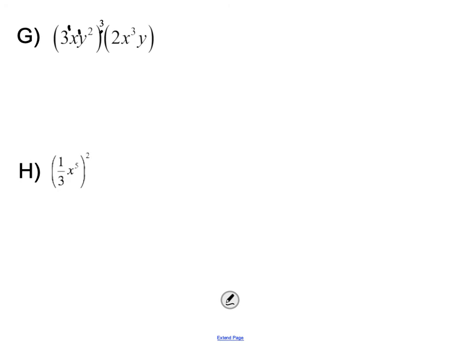3 to the first to the third there is 1 times 3, which is 3, so I get 3 to the third. X to the first to the third power, power to power, you multiply, so you get x to the third. Y to the second to the third, that's 2 times 3, which is 6. The next one doesn't have a power to a power, so I'm just going to write 2 times x to the third times y.